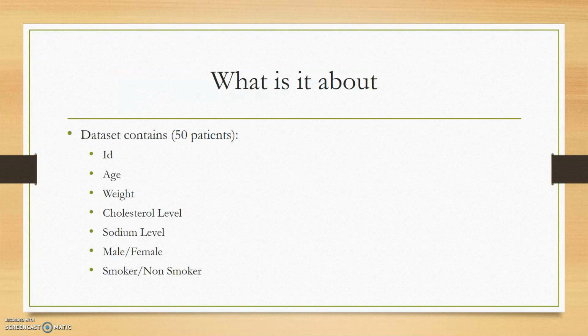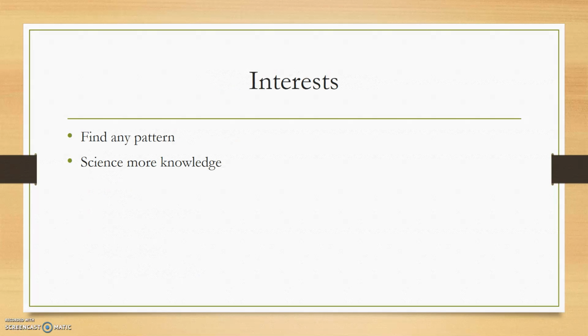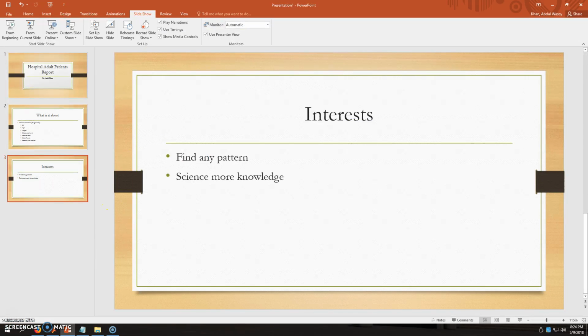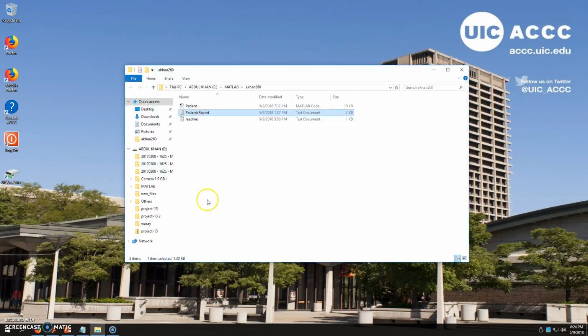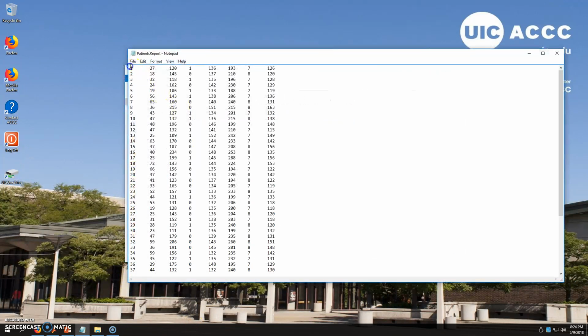What is it about? It's a data set that contains ID, age, weight, cholesterol level, sodium level, male, female, smoker, non-smoker. The interest is just to find patterns or relationships, and to see how things compare. So let's show the data set first. The data set is right here.